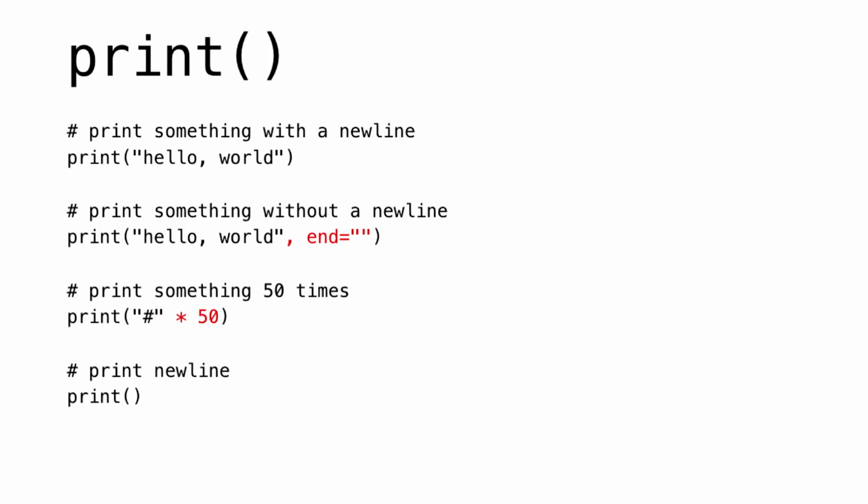Now, if we want to omit that new line, then we'll have to override the default by adding a comma after our string and then end equals with 2 empty quotation marks. Then, something nifty is if I want to print something, say, 50 times, then all I have to do to print 50 hashes is to add a *50 right after that string. And there we have 50 hashes. Much easier than the nested for loop structure that we had to do in Mario in C.